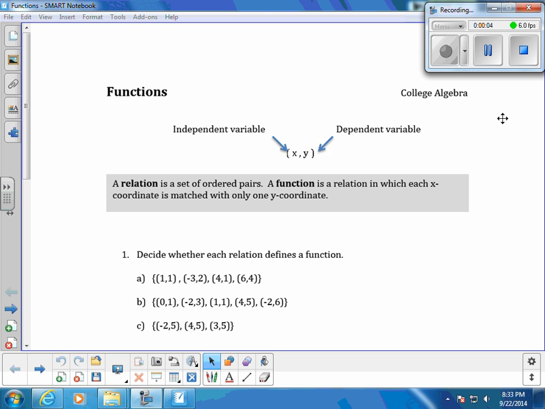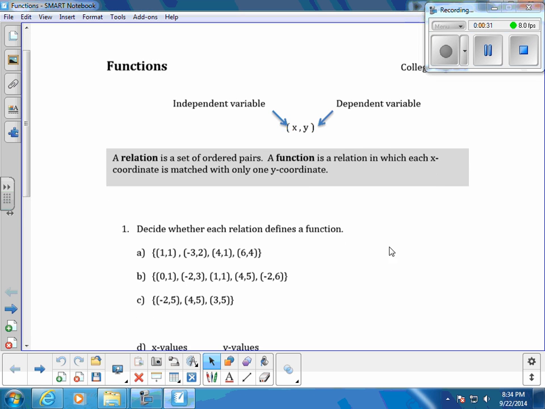Functions. First of all, when given an ordered pair x and y, in this case the x is the independent variable and the y is the dependent variable, because the value of y depends on whatever x value you substituted in and solved. A relation is simply a set of ordered pairs. A function is a specific relation in which each x coordinate is matched with exactly one y coordinate.